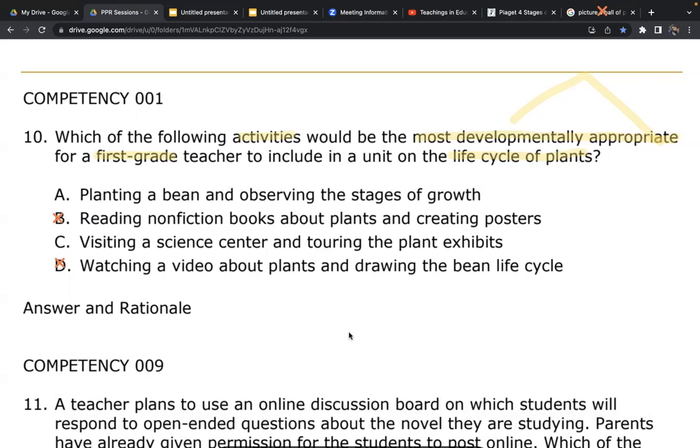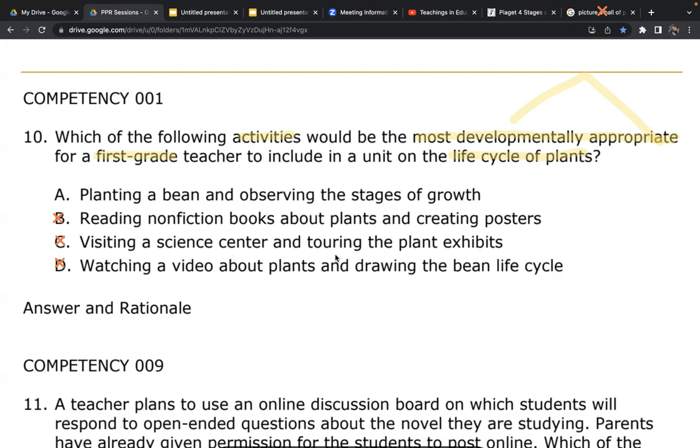Yeah, absolutely. This is not the most developmentally appropriate way to visit the science center and tour the plants. Remember, we're looking at the life cycle of plants. If we go to the science center and tour plants, most of them are probably going to be already grown and blooming or whatever. And we want to see the whole process.